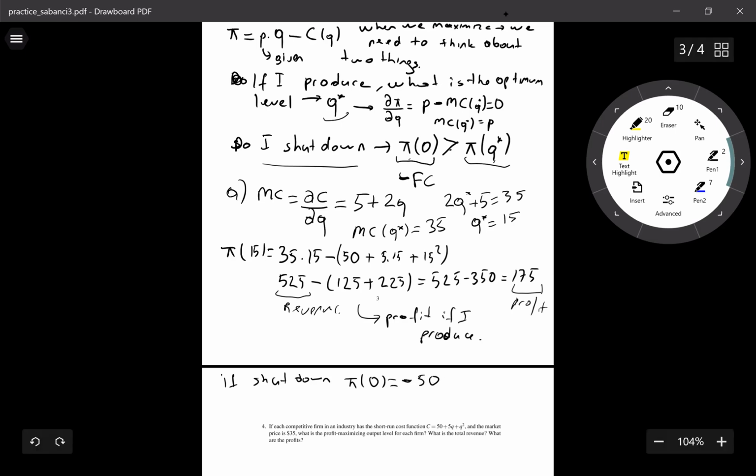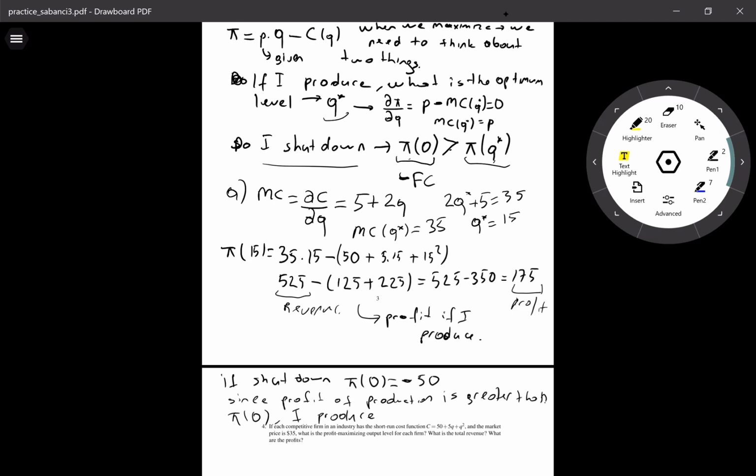Since the profit of production is greater than pi 0, I produce. Tamam mı? This is part A.